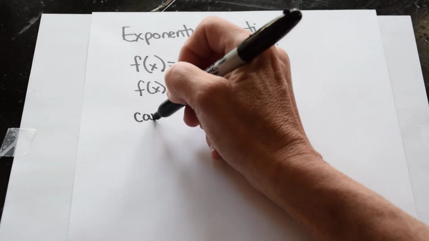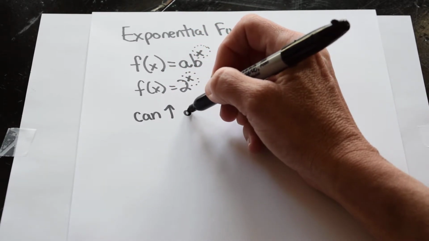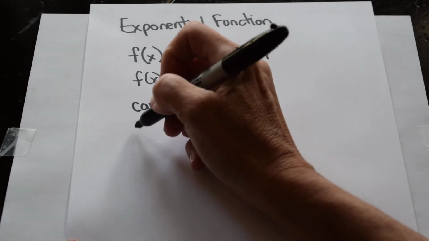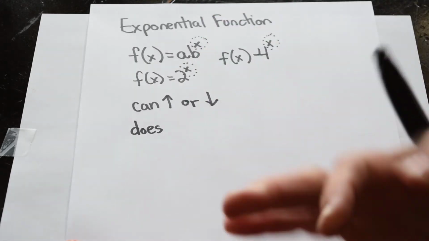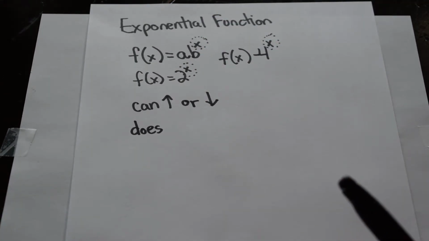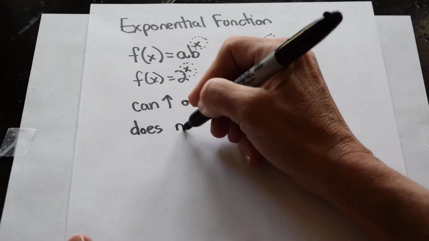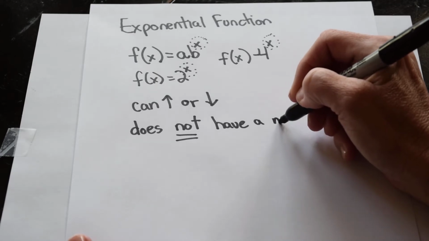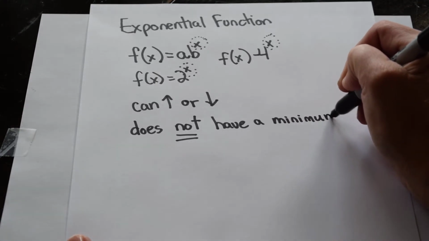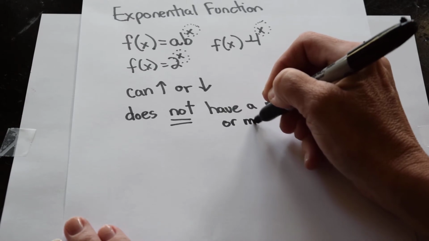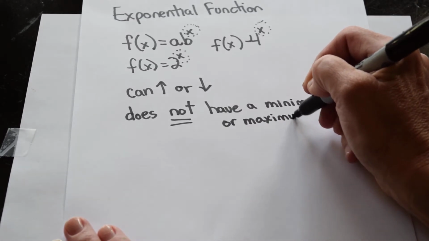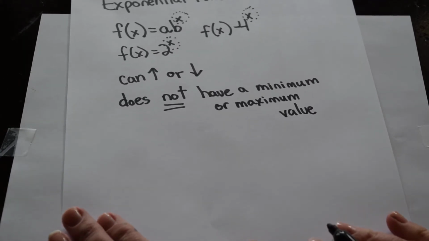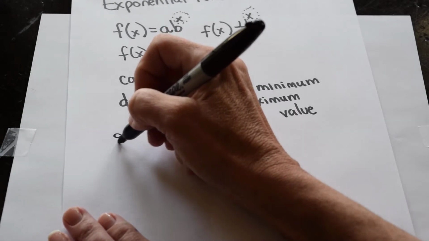So it can increase or decrease, not at the same time. It does not. This is the other one. So when you're studying, remember there's 2 that have a minimum and maximum and 2 that do not. This one does not have a minimum or maximum value. And it's made up of smooth curves.